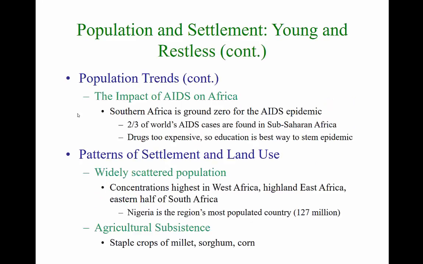We have a big impact of HIV/AIDS. Southern Africa is ground zero for the AIDS epidemic. Lots of cases, running close second. We've got some Southeast Asia and all the Caribbean. It's widely scattered. We have agriculture subsistence. Basically meaning people trying to just get by. That's what subsistence refers to.